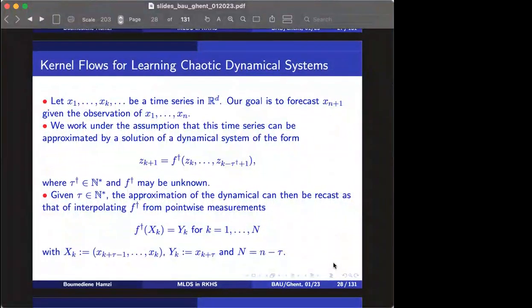So here our goal is to forecast, and we are going to apply this method to learning chaotic dynamical systems. Given a time series x1 to xn, for example, we want to forecast x_{n+1} given this knowledge. We are going to work under the assumption that this time series can be approximated by a solution of a dynamical system of this form. And here we are going to assume that tau, the time delay required for the approximation, is known.